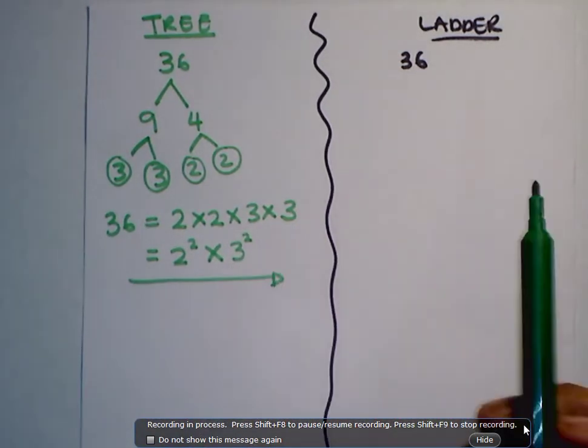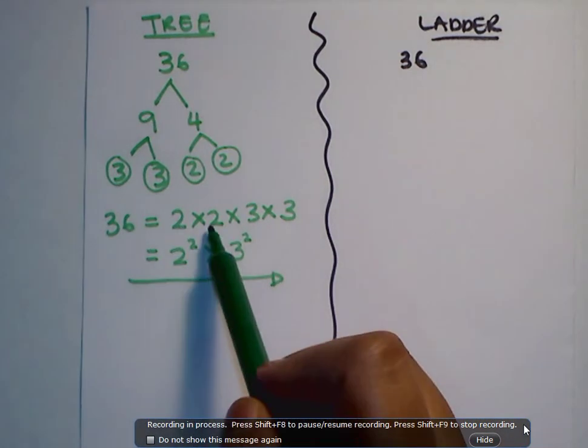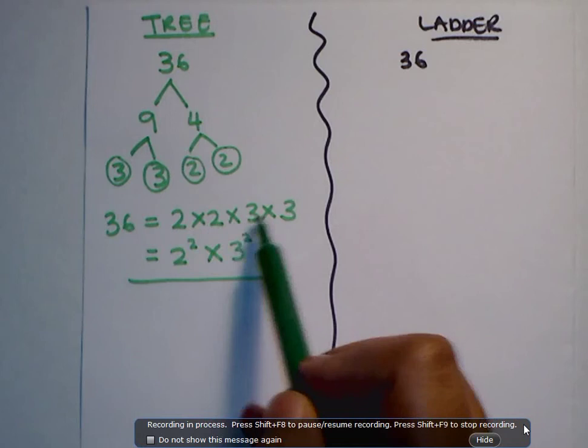Now how do you know if your answer is correct? If you multiply it out, you must get 36. So 2 times 2 is 4. 4 times 3 is 12. 12 times 3 is 36.